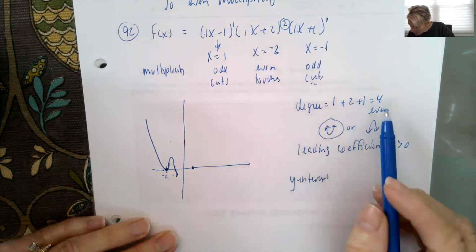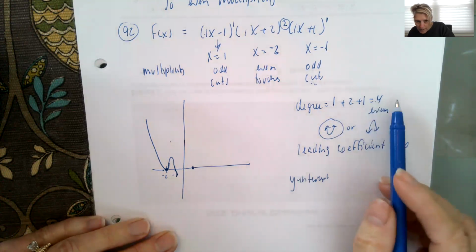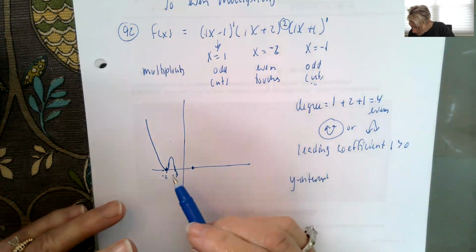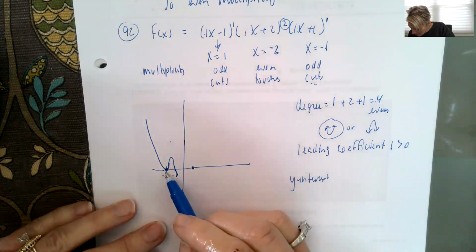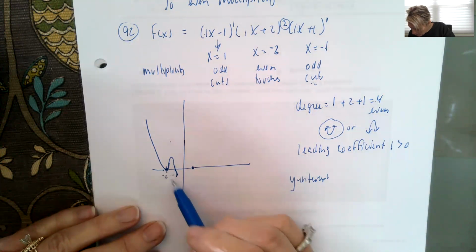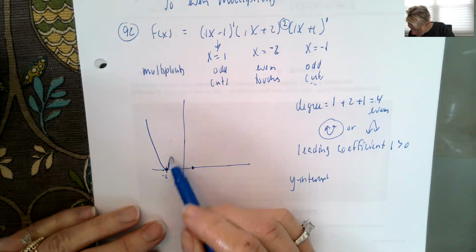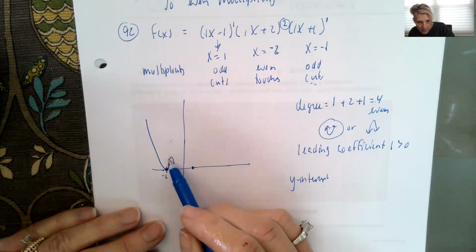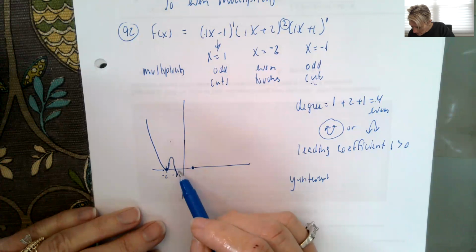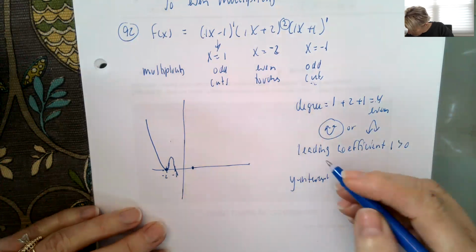And because it's a degree of 4, if you take 4 minus 1, it's going to turn 3 times, at most 3 times. So it turns there, so it turns here, it turns up here somewhere, and then it's going to turn at the y-intercept.